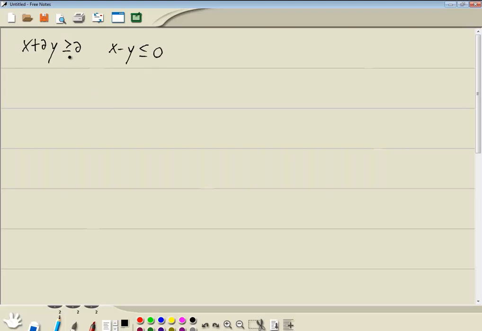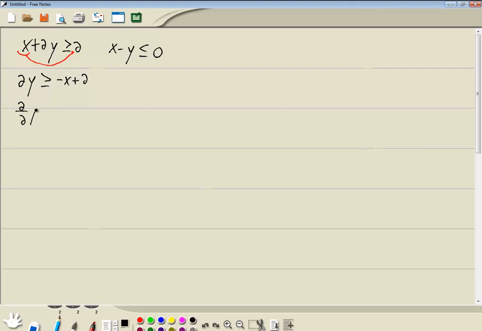Now in order to put these into your TI-83 or TI-84, you have to have y by itself on the left side. So first thing we'll do is work to get that. On this first one here, we'll take the x and move it over to the right side. So we got 2y is greater than or equal to negative x plus 2. And then we're going to divide everything by 2.